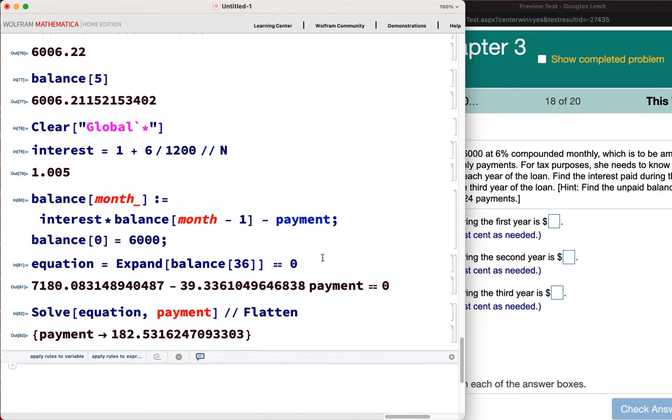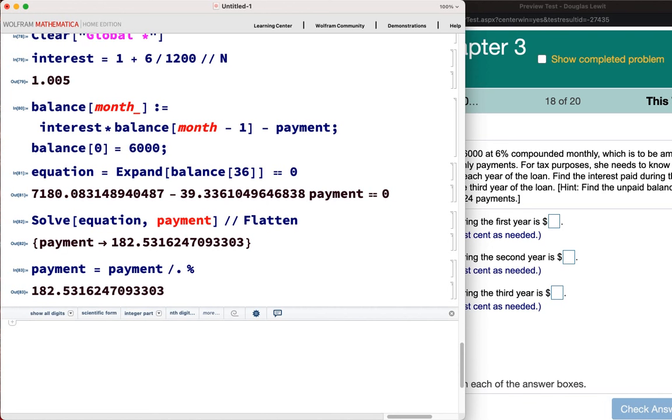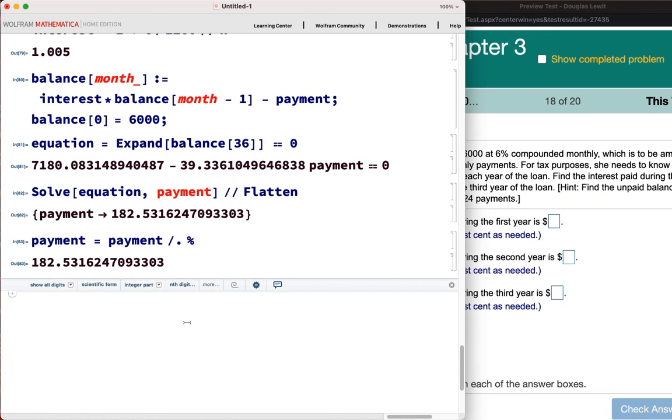The payment is $182.53 approximately. But guys, let's use the entire decimal. Please, let's use all of it, all those digits. So payment is equal to payment as it's defined on the previous line, $182.53162470933303. We're not going to round until the very end.